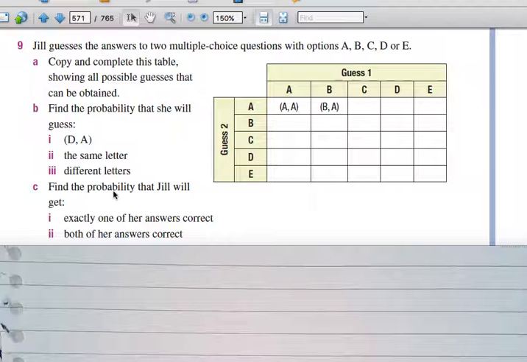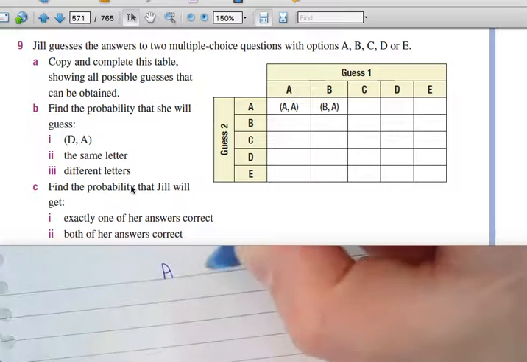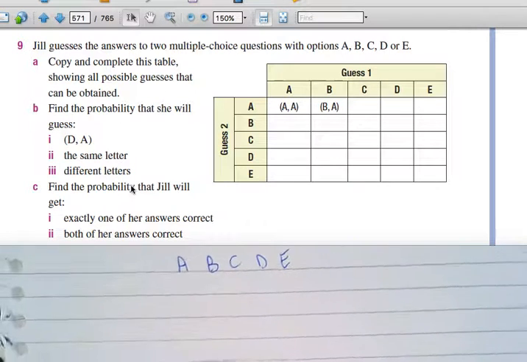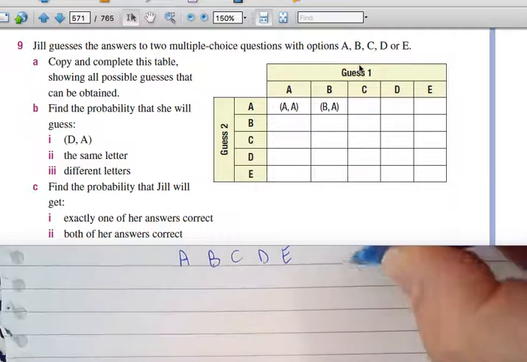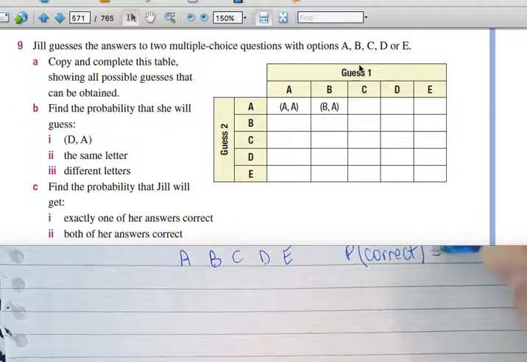was one question? Girls, if there's 5 answers, so if the answers in the multiple choice are A, B, C, D, E, and you just guessed your answer, what is the probability that you will get it right? 1 out of 5. Okay, wait. But Jill guesses the answers to 2 multiple choice questions with options A, B, C, D, or E. So the probability that she will guess it correct is 1 in 5.